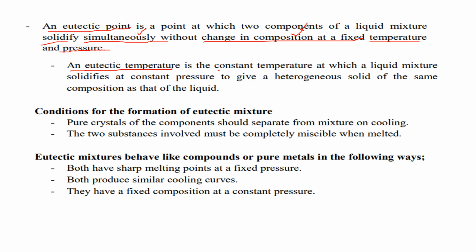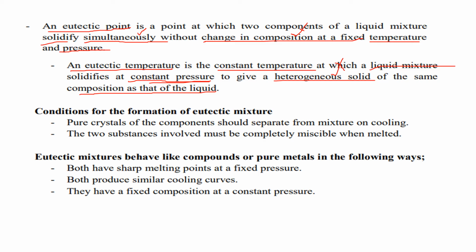Proceeding, we also have the definition of the eutectic temperature. This is always the constant temperature at constant pressure. It's up to you to play around with these words. You find a way of including all these marking points; it does not matter your arrangement. So a eutectic temperature is the constant temperature at which a liquid mixture solidifies at a constant pressure to form a heterogeneous solid.